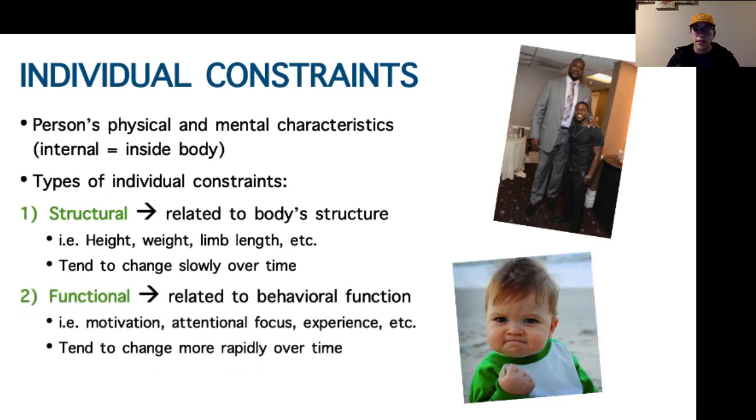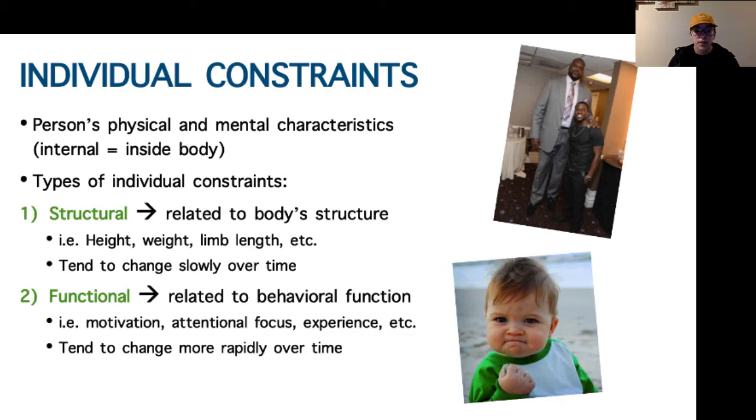The other type of individual constraint is a functional constraint, and these are related to behavioral function. So think more mental and psychological constraints or factors. So we can think motivation, attention, or attention span, but also how they focus and allocate that attention within their environment or within their task components. This could also be a person's level of experience doing something. And these tend to change more rapidly over time.